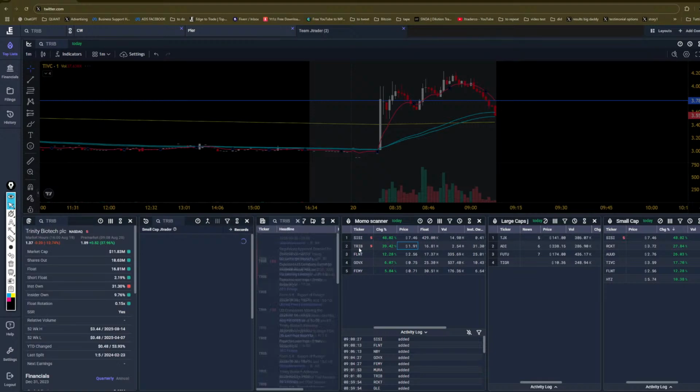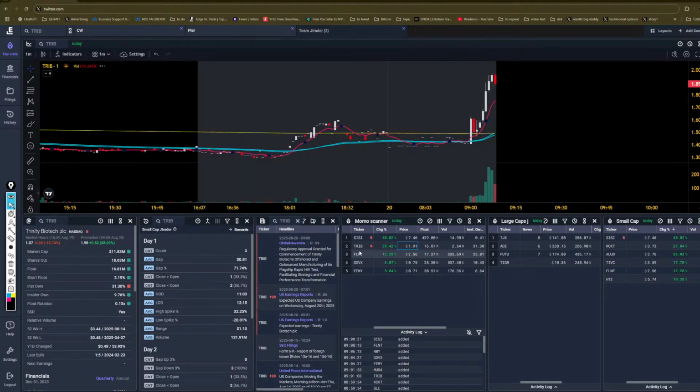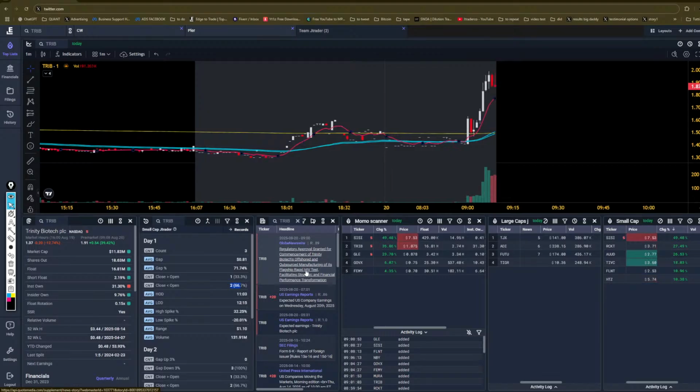We have just now TRIB, you can see in the Momo scanner. So fast extension, SSR, institutional 31%. We had 3 gappers in the past, 66% of the time this was a fader. We have news over here: regulatory approval granted for commencement of Trinity Biotech offshore, so as a rapid HIV test. Okay, so let's go check now.